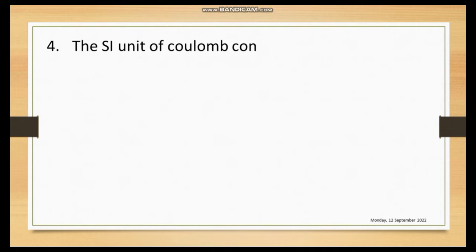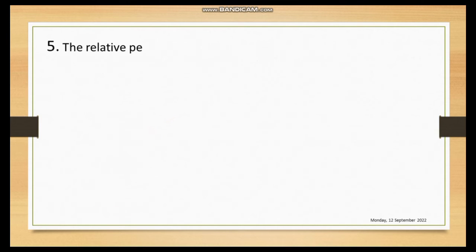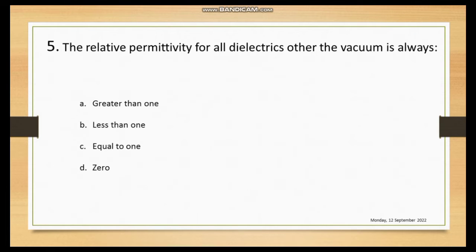The SI unit of Coulomb constant K is Newton meter square per Coulomb square. The relative permittivity for all dielectrics other than vacuum is always greater than 1.